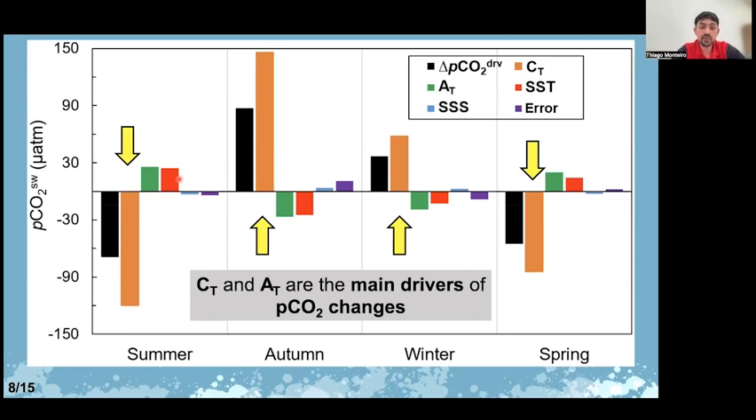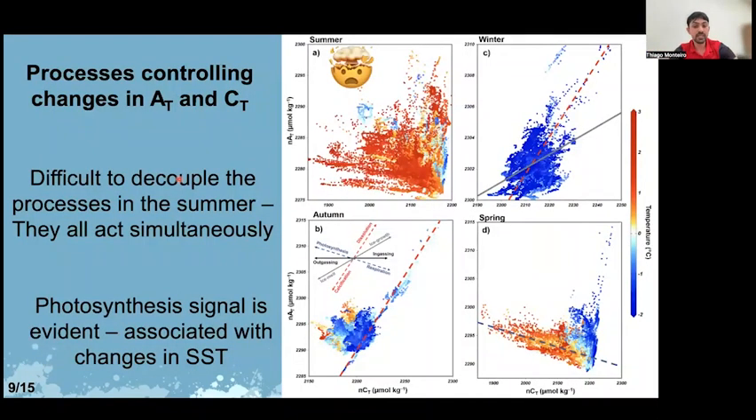But okay, we see that the main drivers of the pCO2 change throughout the year among the seasons are the total alkalinity and the dissolved inorganic carbon. But what processes control the changes in these two parameters is what we can see here. So by this diagram, we can see the relationship, the scatter actually, of the total alkalinity and dissolved inorganic carbon, both normalized by the salinity to remove the effect of the dilution, for example.